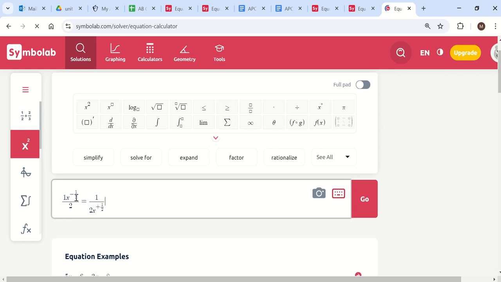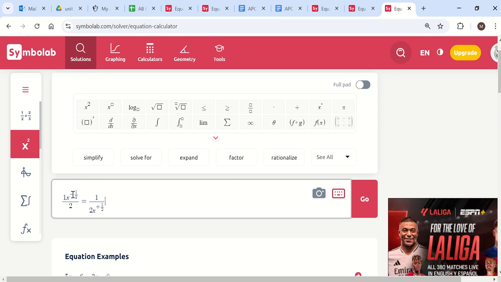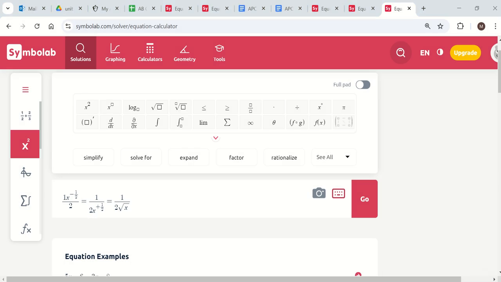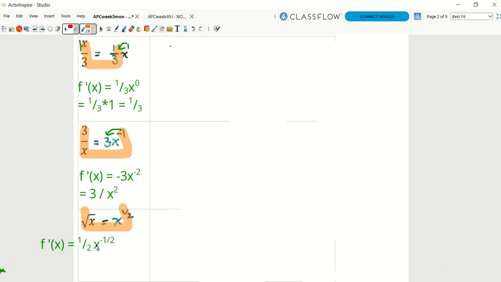So anytime you see a negative exponent, you can move the stuff to the opposite side, in this case from top to bottom, and then change the exponent from negative to positive, which is what happened here. This essentially equals 1 over 2x, like that. So let me copy and paste this, and we essentially get this right here.